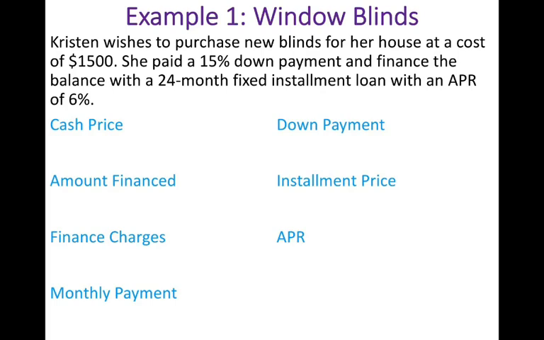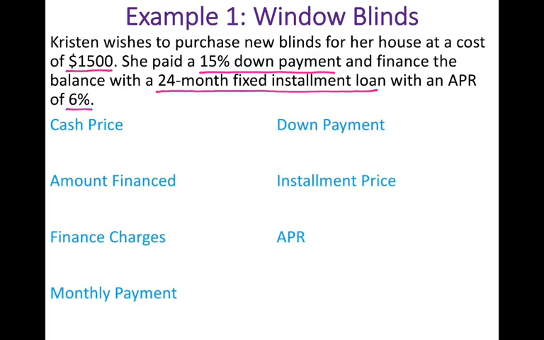Window blinds. So Kristen wishes to purchase new blinds for her house at a cost of $1,500. I'm going to go ahead and underline important pieces of information as I go. She paid a 15% down payment and finances the balance with a 24-month fixed installment loan with an APR of 6%. Now, what you see in blue are all of these different pieces of information that we want to find for this particular problem. I'm going to start by jotting down the cash price.